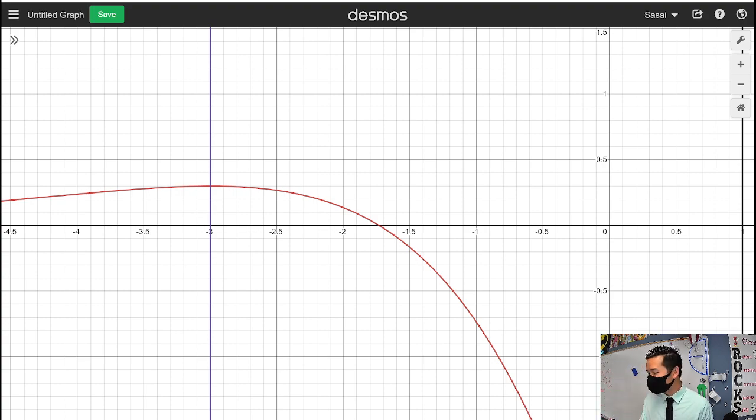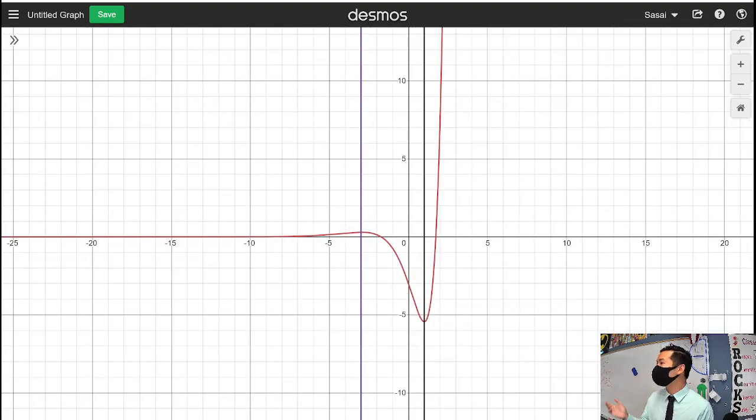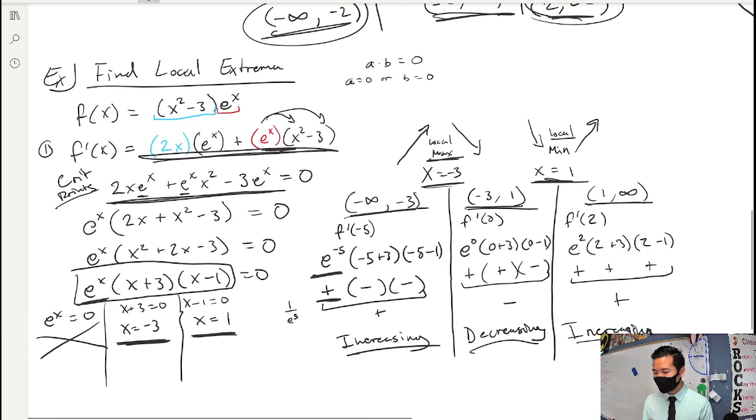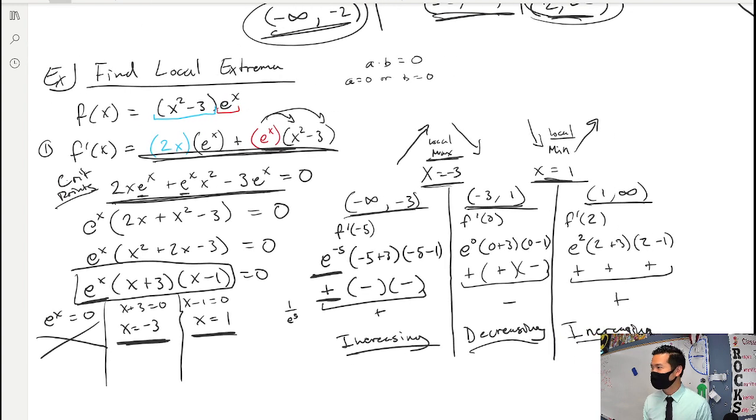But just because it's increasing or decreasing doesn't tell you if it's increasing in the positive part or increasing in the negative part. Okay? A couple things to note there. All right. How's that feel? You okay with that?